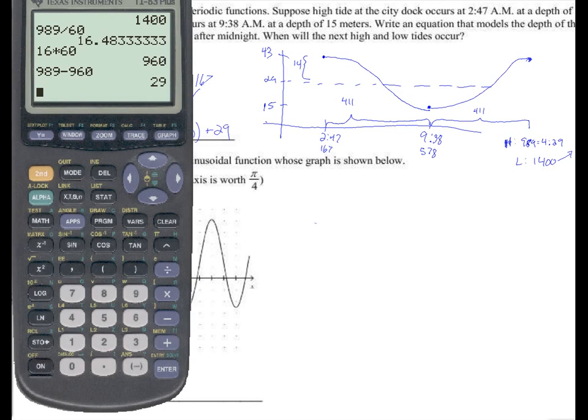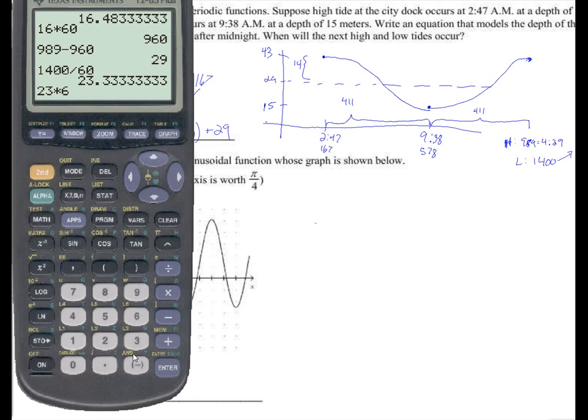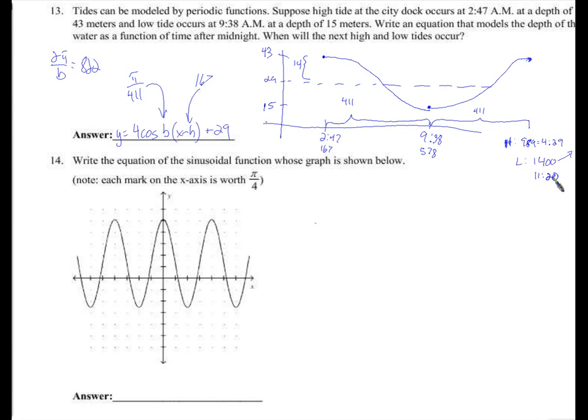Do the same thing with 1400. 1400 divided into segments of 60 minutes gives us 23 hours. 23 times 60 is 1380, so we take 1400 minus 1380, 20 minutes. So 23 hours would be 11 o'clock and 20 minutes, 11:20. So at 4:29 we see the next high tide. At 11:20 we see the next low tide.